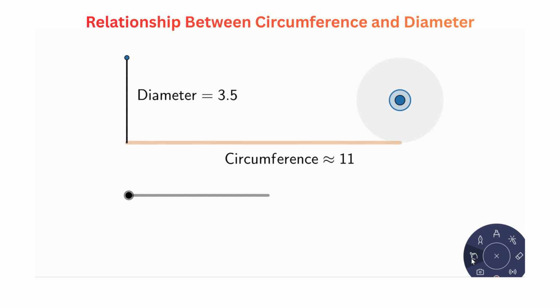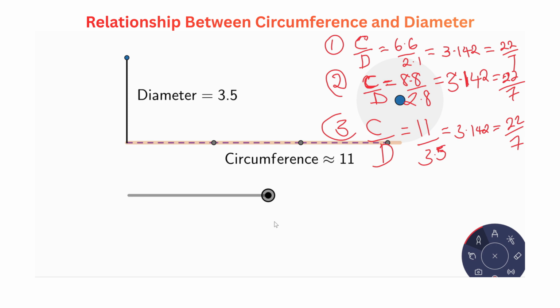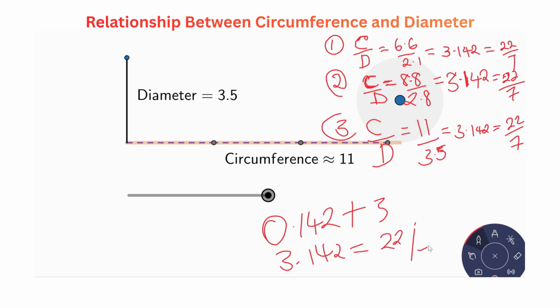Let's see this diameter 3.5 going into the strip of the length, which represents the circumference. Now let's see the diameter going into the strip of paper 1 time, 2 times, and that's the 3rd time, and we have a small space. This small space is our 0.142. So it goes there 3 times, and when you add the 3, you get 3.142, which is the same as 22 over 7.